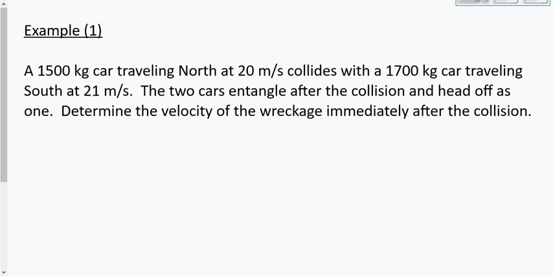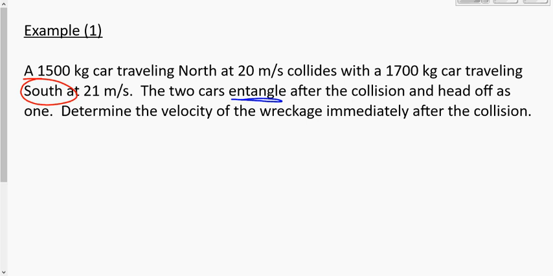Example number 1, it says a 1,500 kilogram car traveling north at 20 meters per second collides with a 1,700 kilogram car traveling south at 21. I'm going to circle that because we got a north-south thing here, directional thing, positive, negative. The two cars entangle. Entangle means they stick together. I wrote that down on my little dictionary thesaurus at the back of the room as well. Entangle, stick together, become one, head off as one. What's the velocity of the wreckage immediately after the collision?